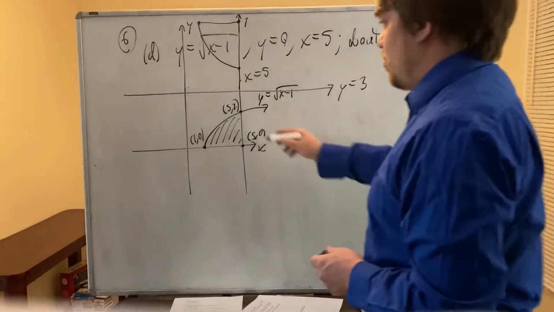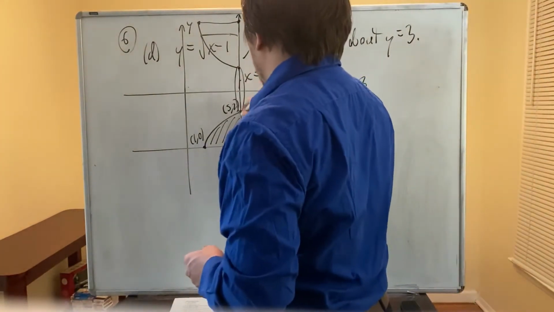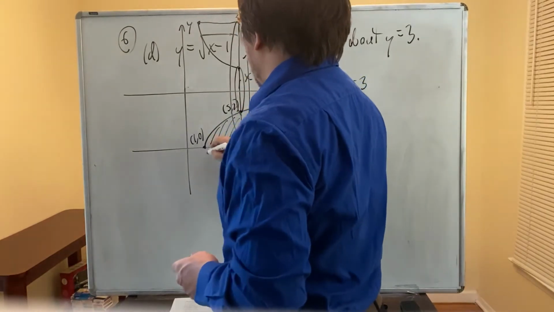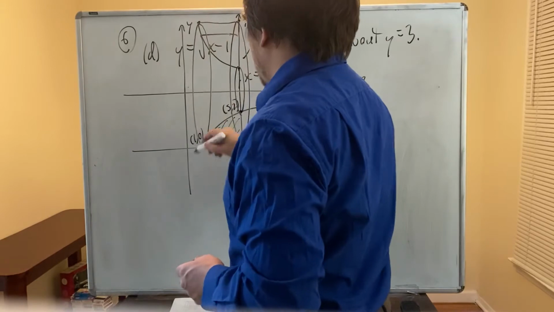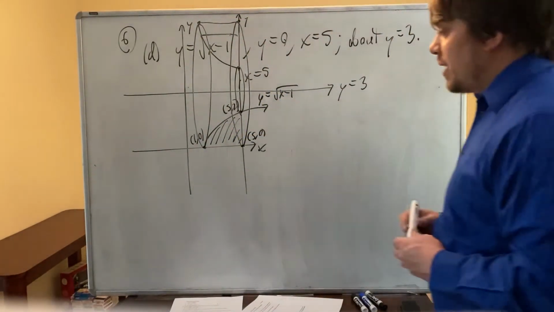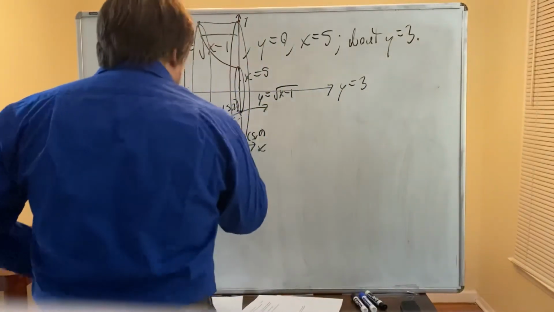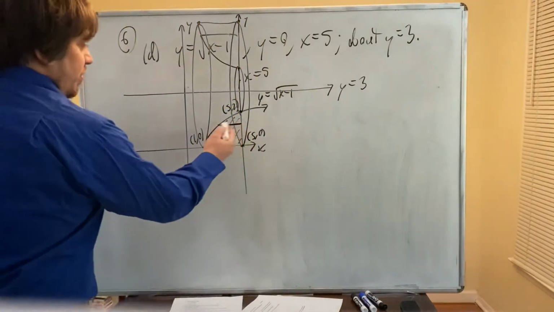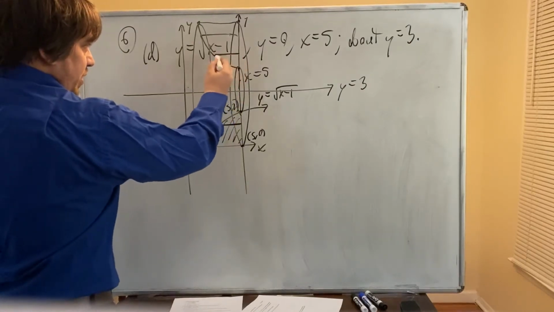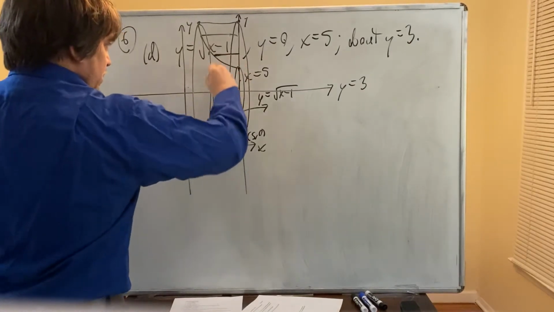And then this point gets rotated around like that. This point gets rotated around like that. This point gets rotated around like that, and you get the shaded region there. Then you have a horizontal line here, and it sweeps around the shaded area. And so you get that, and you get that, and then you get this thing.